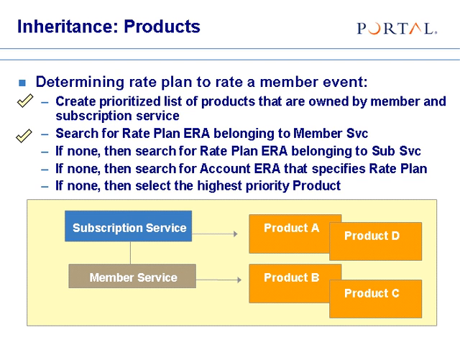If there is no member service rate plan ERA, and neither of those are true, then it searches for an account level ERA that specifies a rate plan. Then, if that is not found, rating will take the highest priority product of this group. Okay. So that's the way a rate plan is chosen to rate a member ERA.